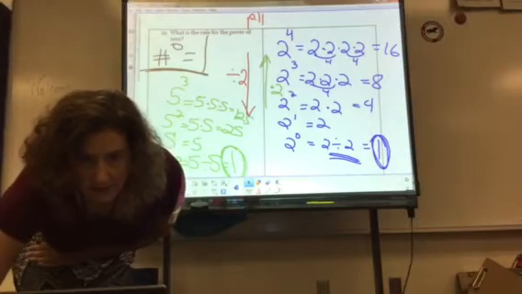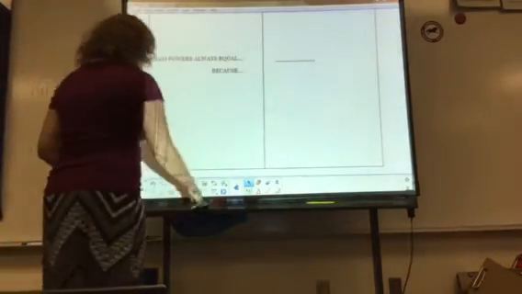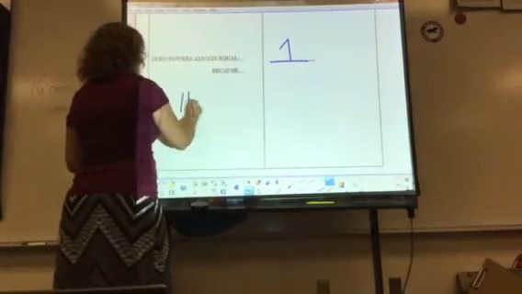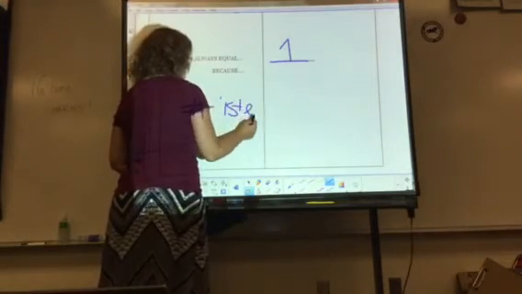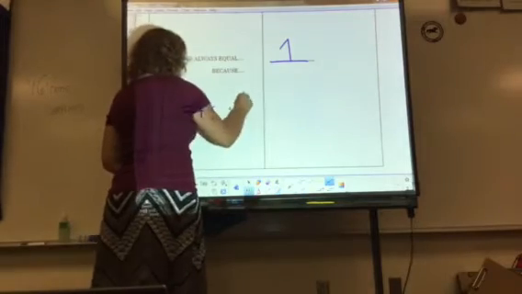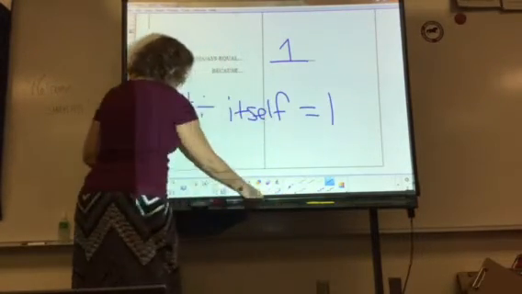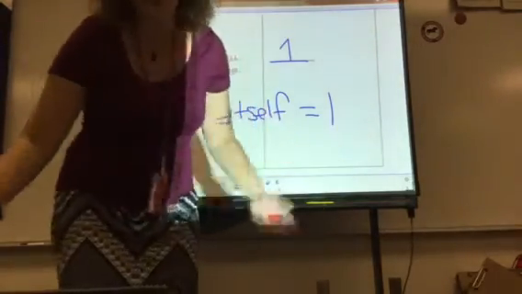Let's look at the bottom of the page. Are we done with this page? So down here, 0 powers always equal 1 because the number divided by itself equals 1. 8 divided by 8 is 1. 5 divided by 5 is 1.